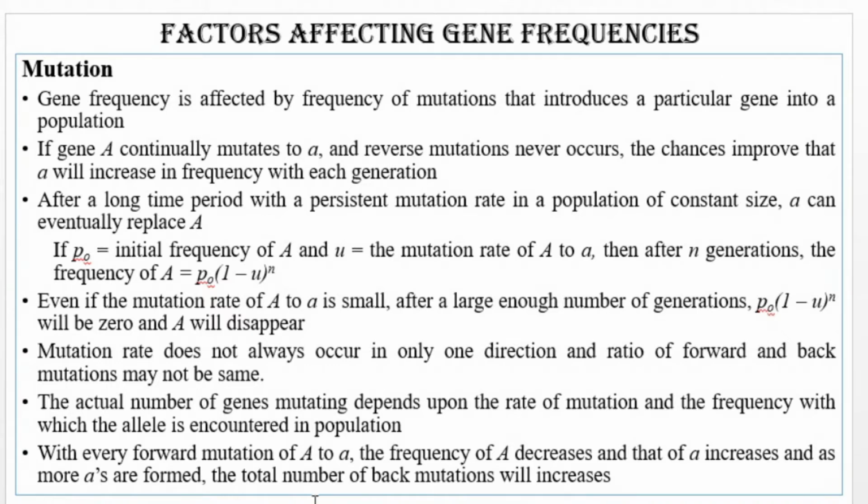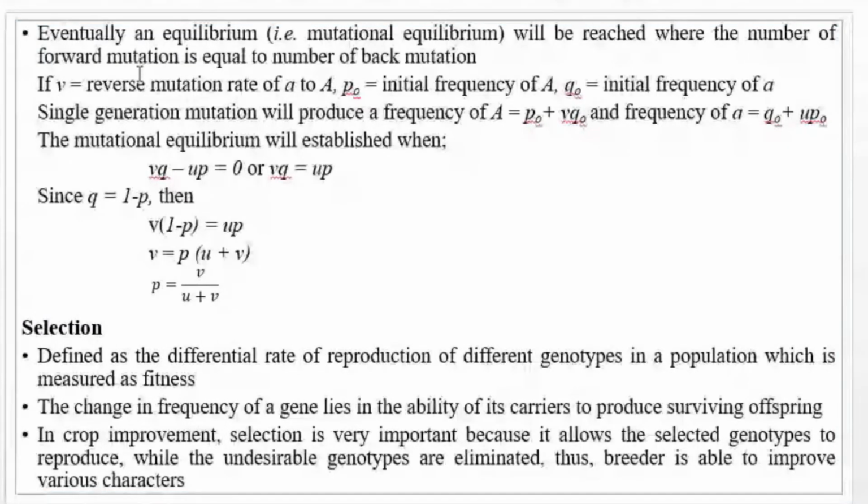So the dominant allele becoming completely disappeared is a very rare event. Backward and forward mutation rates are not equal, but at one time forward mutation, dominant to recessive allele formation, is happening, and recessive to dominant allele formation is also happening. So at one time there will be a point where an equilibrium point will come. That point we call the mutational equilibrium.